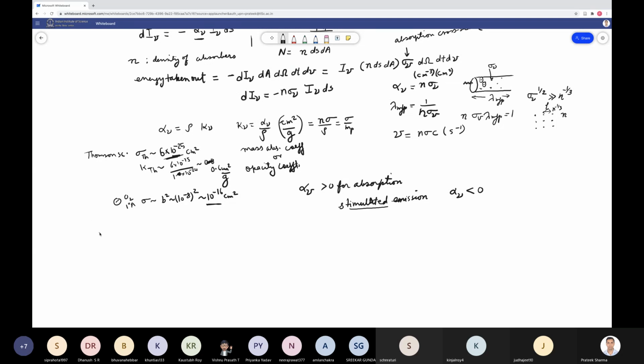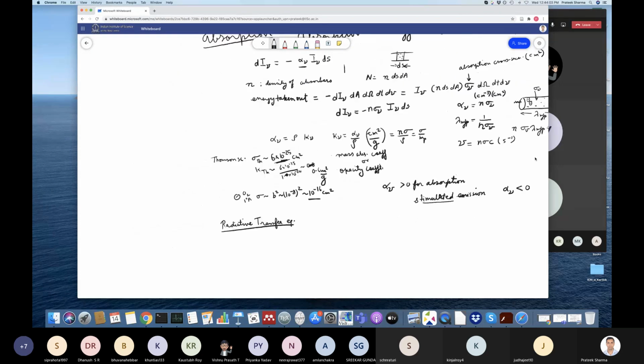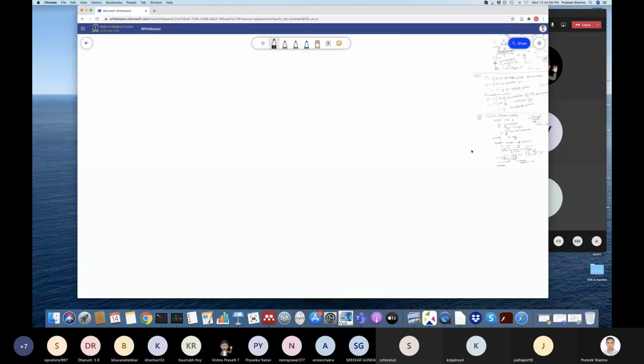So now we are in a position to derive the radiative transfer equation. So what is the radiative transfer equation? This describes how the specific intensity varies along the path if there is emission and absorption along the path. So I wanted to create some space.